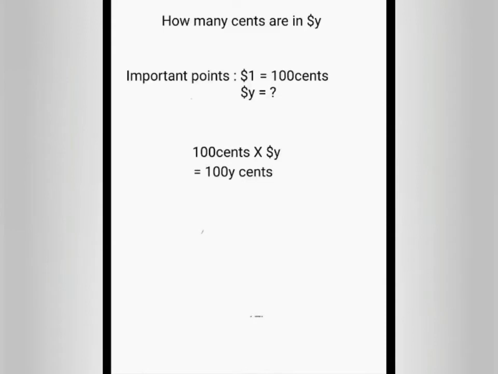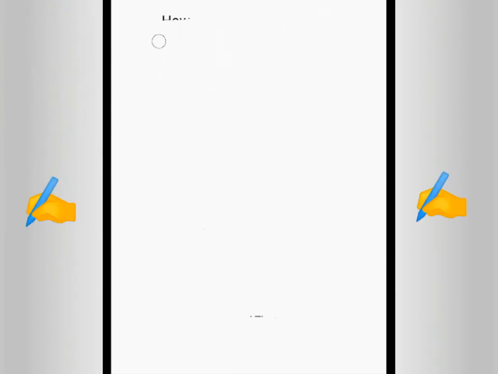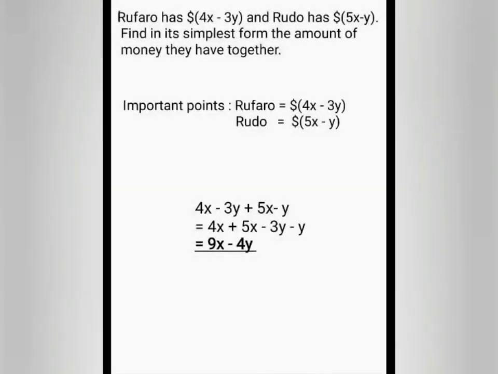That's just like what I've done here. I have written that 1 dollar is equal to 100 cents, then y, how many cents are in y? To get the cents that we can get from y dollars, we just multiply 100 cents times y to get 100y cents. So if you meet questions like this, you just form your main points or important points that will guide you in your working.